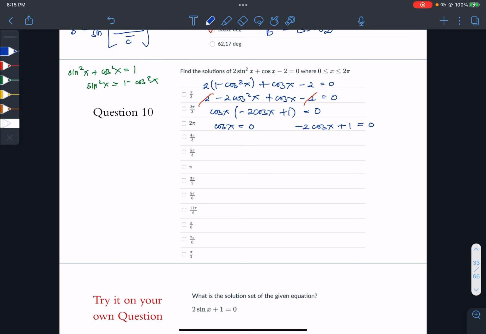So we can use sa calculator naman, di ba? So inverse cosine of 0, that is 90 degrees. So ang x natin isa would be inverse cosine of 0, which is 90 degrees. And times mo ng pi over 180. So that makes it pi all over 2.